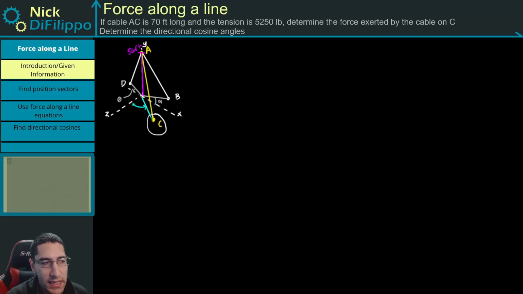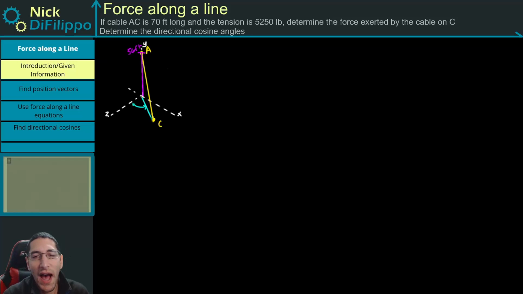So point C is down here. And we also want to figure out the directional cosine angles of this force. Now I'm going to clean this problem up a bit. On paper, I would redraw the problem, but on the computer, I'm just going to hide the non-relevant cables to this problem. When I hide these cables, okay, now we have one cable and we have a bit of information, and this should be right here, 50 degrees.